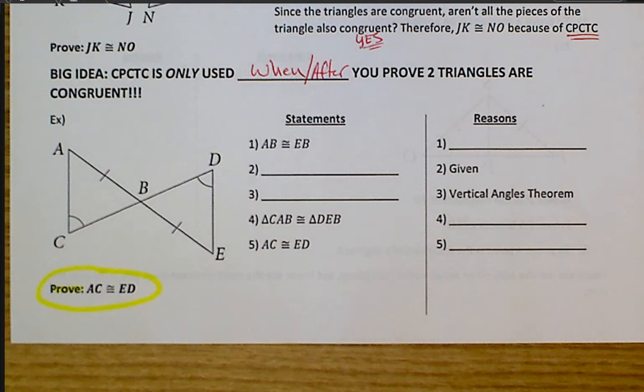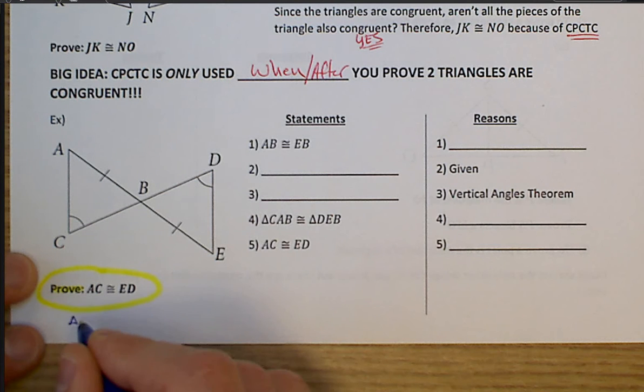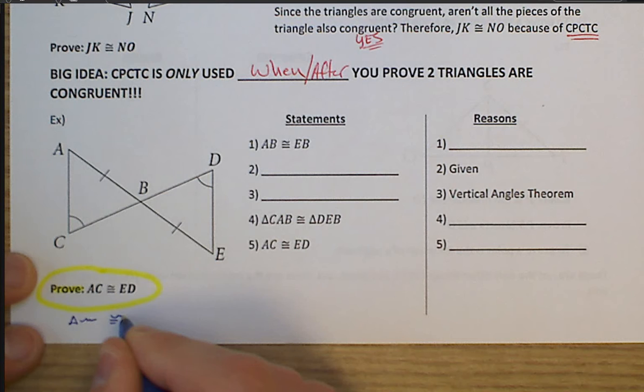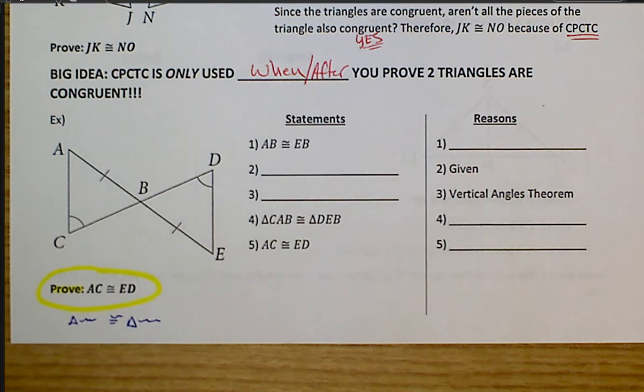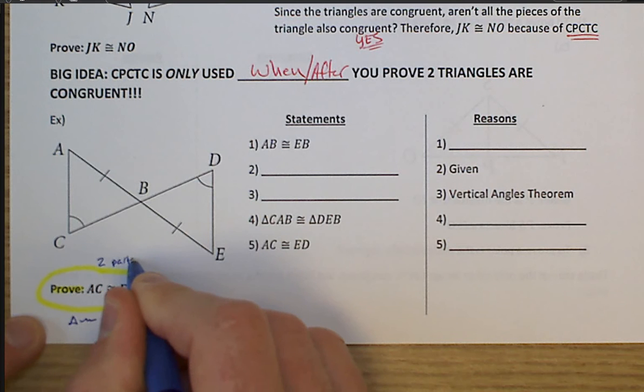Okay? Now look at this proof statement. How is it different than what you've done in the past? Well, most proof statements say prove triangle blah blah blah is congruent to triangle blah blah blah. Right? And that's when you use SSS, SAS, etc. What are they asking you to prove? They're not asking you to prove that 2 triangles are congruent. They're asking you to prove 2 parts congruent.